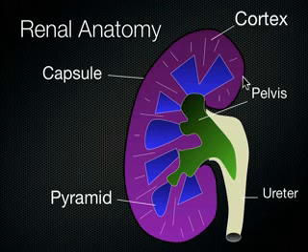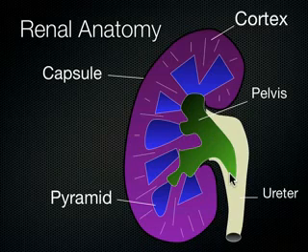This is a schematic diagram of the kidney. You can see that capsule structure out here. You can see the cortex here where all the nephrons are. They drain into these pyramid structures that are full of urine that eventually coalesce into this renal pelvis, sometimes called the renal sinus, and then that drains down the ureter into the bladder.